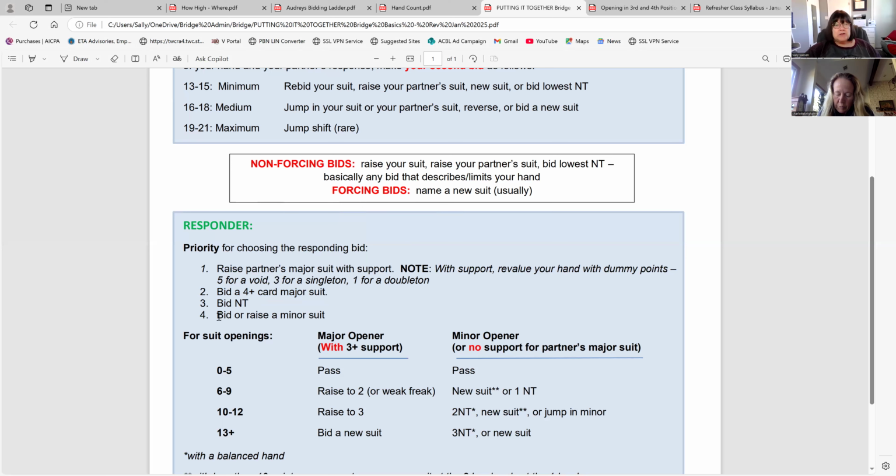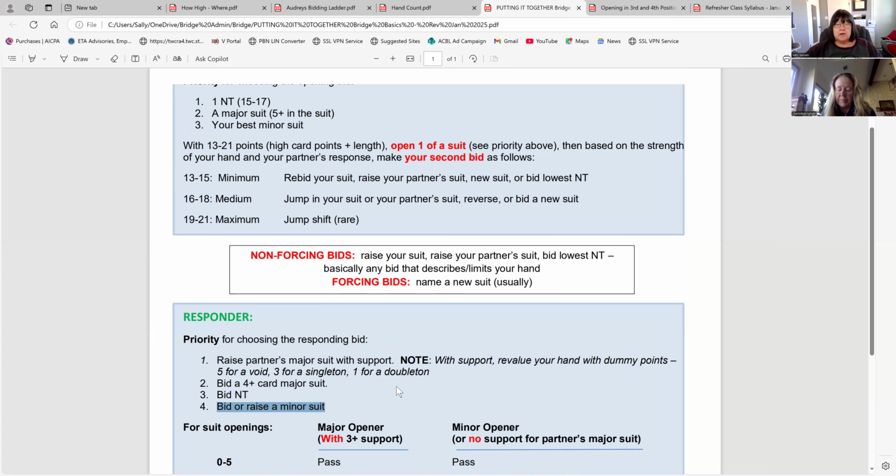Your last thing you want to do is to bid or raise a minor suit. So if partner has bid a minor suit, your priorities above supporting their suit are to bid your own 4-card major suit or to bid no trump if you're sort of balanced, even if you have a fit in their minor suit. Your last choice is to choose your own minor suit or raise partner's minor suit. But if you don't have any of the higher priority choices, that's what you have to do. So sometimes you do bid your own minor suit or raise partner's minor suit. It's just you do those other things first.